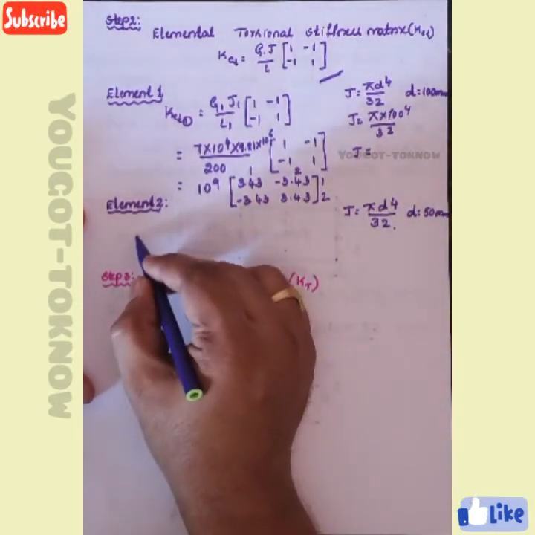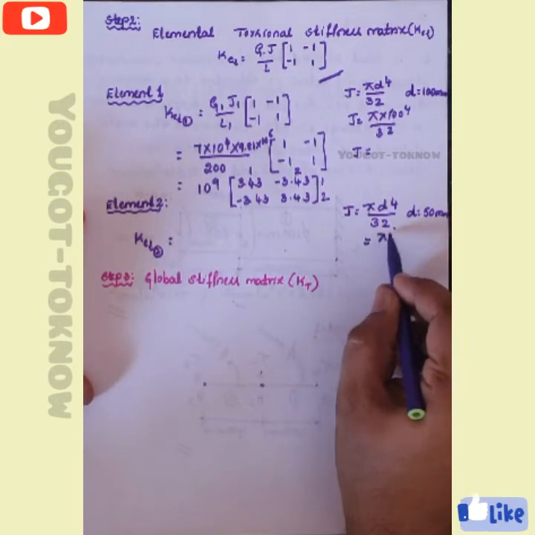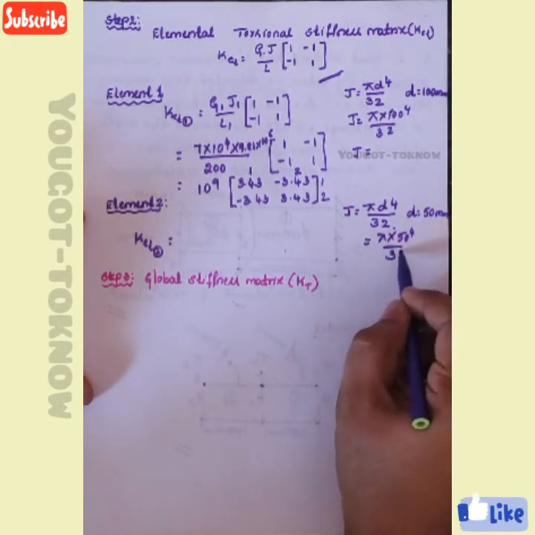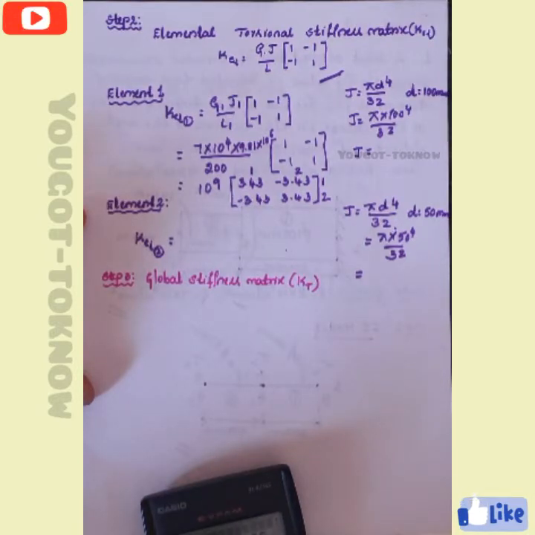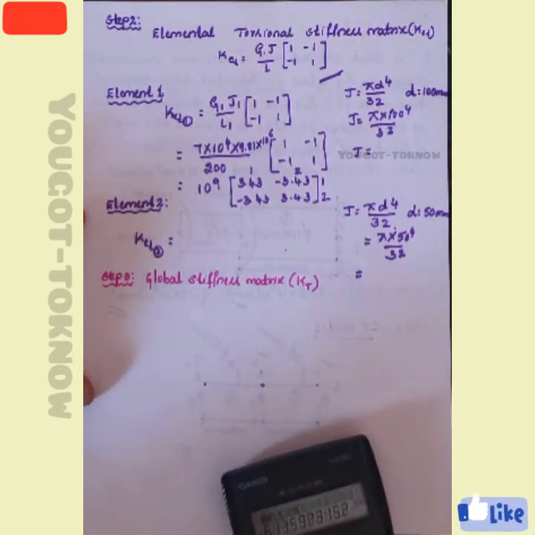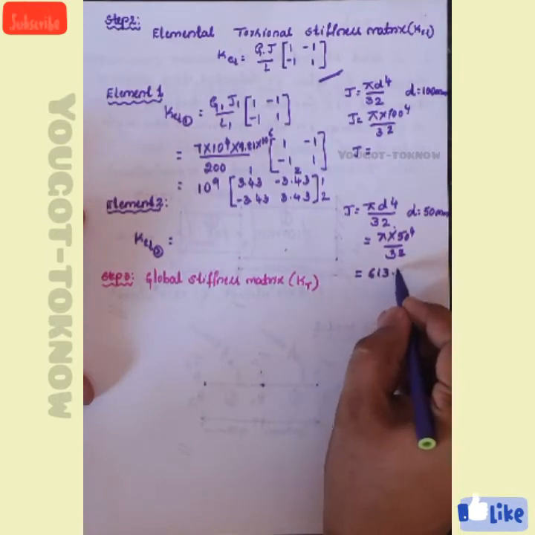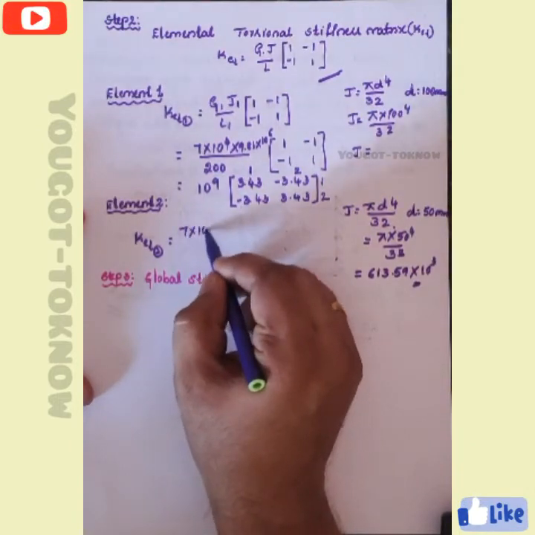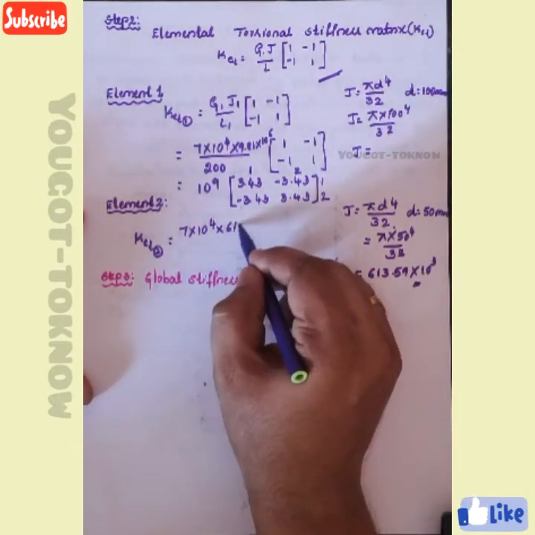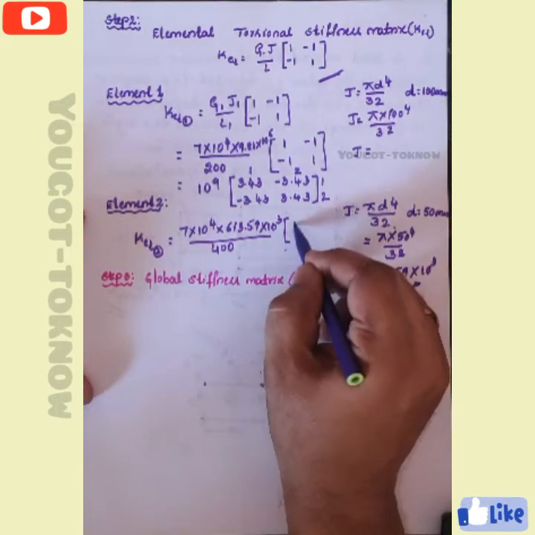Now repeat the same thing for the second element. What is the second element diameter? 50 mm. First calculate pi into 50 to the power 4 divided by 32, shift into pi. That is 613.59 into 10 power 3. Now same thing, 7 into 10 power 4 because G is the same for both. Then 613.59 into 10 power 3 divided by the length, which is 400. [1 -1; -1 1].